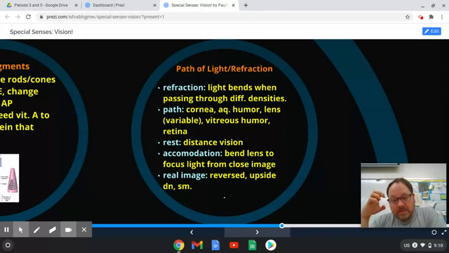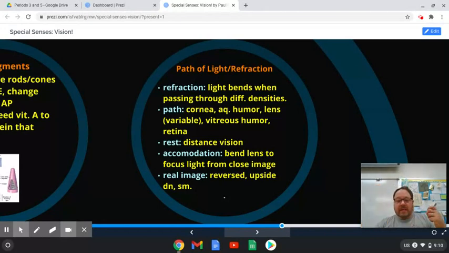So we use muscles in the eye to bend the lens, and when you bend the lens, it allows you to change the path of light traveling through the eye so you can focus it. So because of that, we're able to look at something close up and focus on it, and we can look at something farther away and focus on it. So the eye is really spectacular in that way.